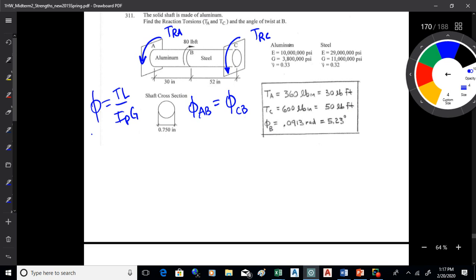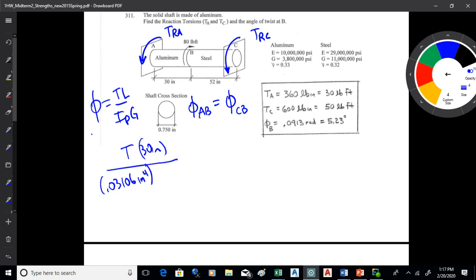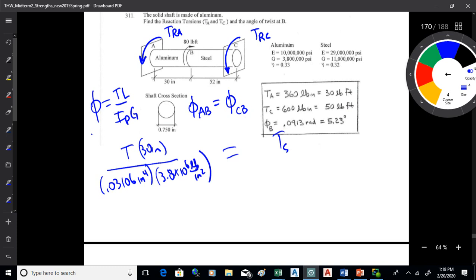So the unknown is T. You know the length. You can find I. It's just a solid shaft, so it's easy enough. It's 0.03106 inches to the 4th. And then you've got the modulus. For the aluminum, it's 3.8 times 10 to the 6 pounds per inch squared, okay? And then you just set that equal to the information for the steel.